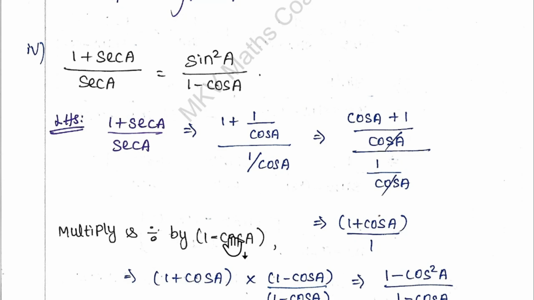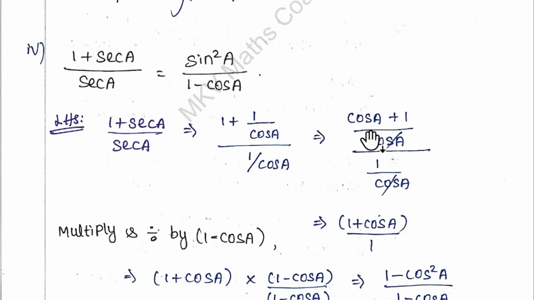So fourth question, (1 plus secant A) by secant A. You need to prove this. Take the LHS. You are going to change it in terms of cos or sine, right? So secant is the inverse of cos. So I'm writing secant as 1 by cos.